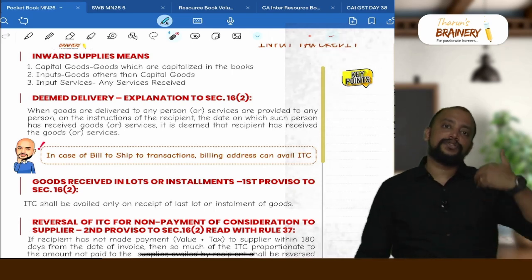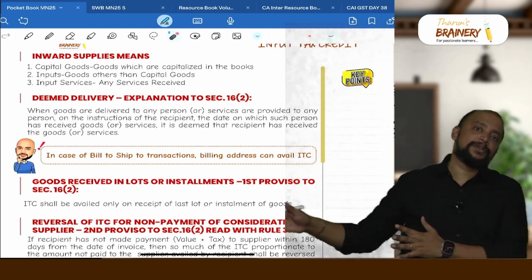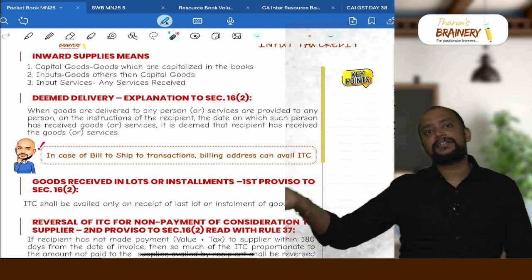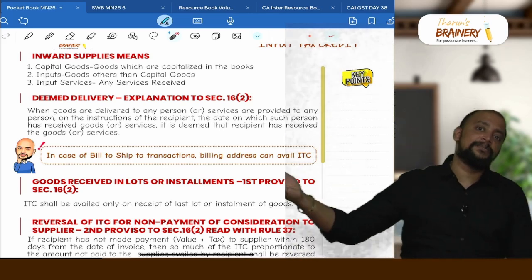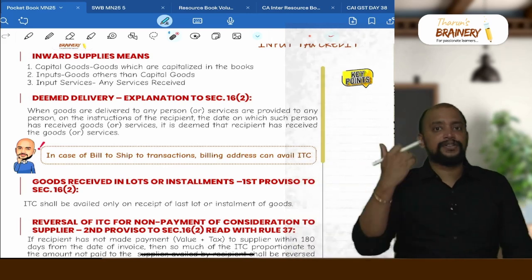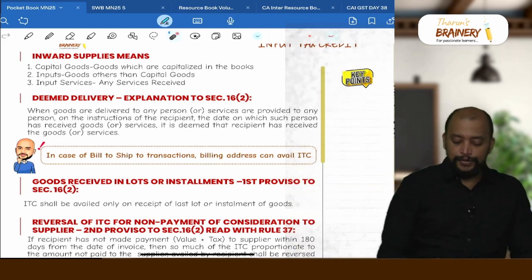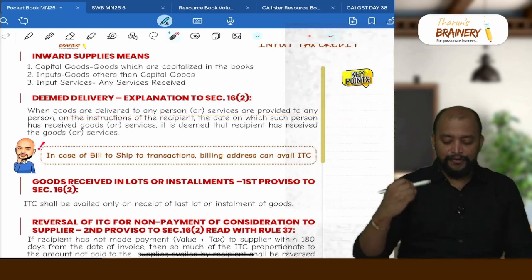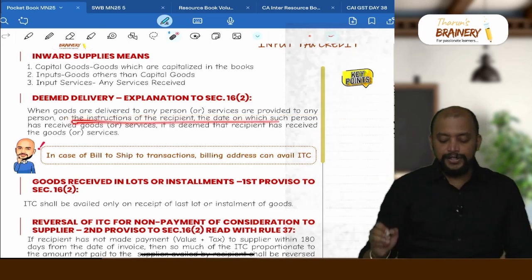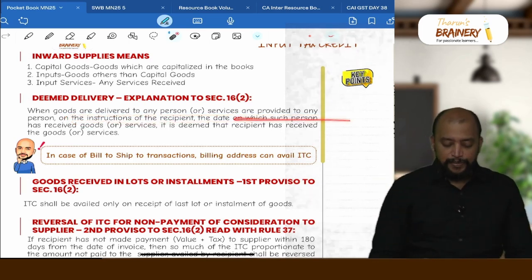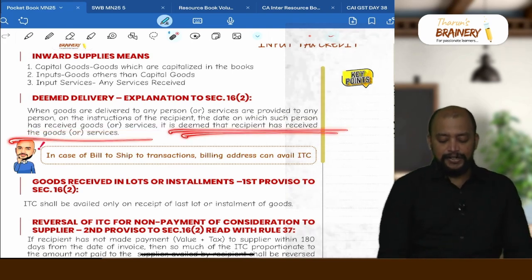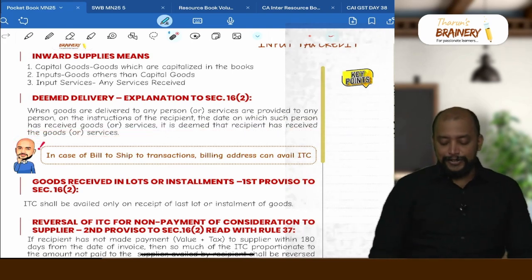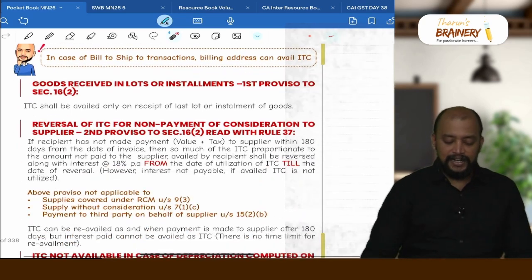I am raising invoice to the billing address, but I am delivering the goods to the shipping address. The day on which shipping address has received the goods or services, it is deemed that the billing address has received the goods, and the billing address can take ITC. When goods are delivered to any person or services are provided to any person on the instructions of the recipient, the date on which such person has received the goods or service, it is deemed that the recipient has received the goods or services. That is, in case of bill to ship to transaction, billing address can avail ITC.